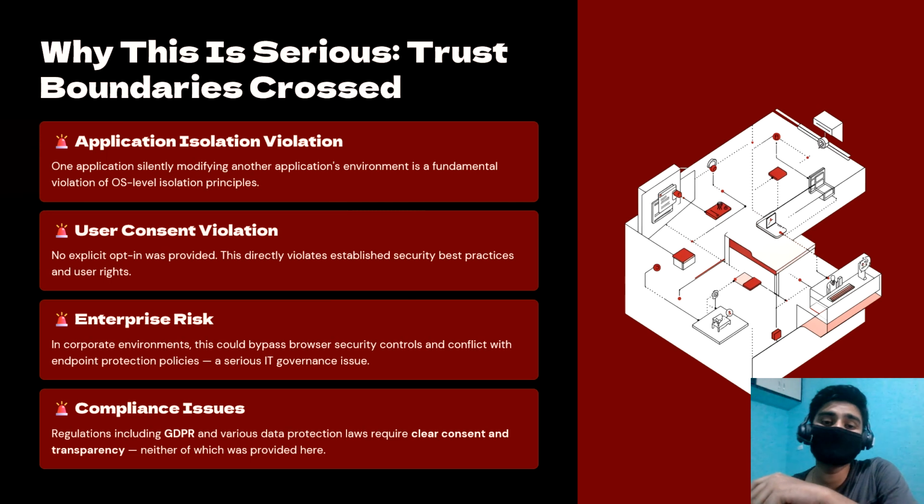So why is this serious? Trust boundary crossing. One is application isolation violation: the application isolation is breached without user consent, and this breach has been observed. User consent violation, enterprise risk and compliance issues. So these are the different serious concerns which we need to understand, we need clear documentation in the process, and we need to correct it as soon as possible.